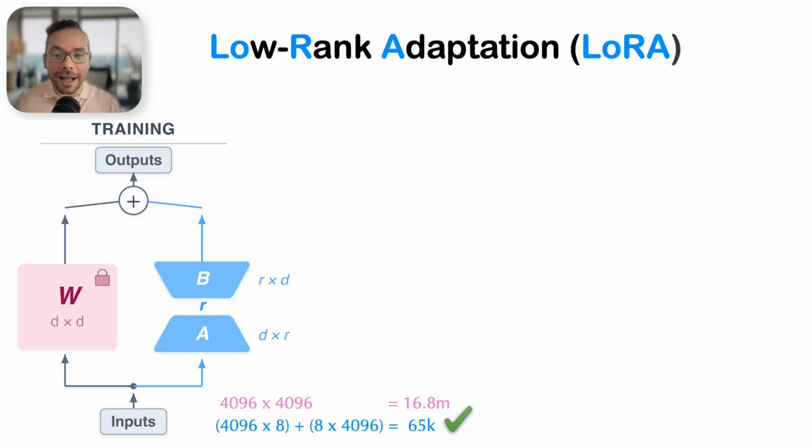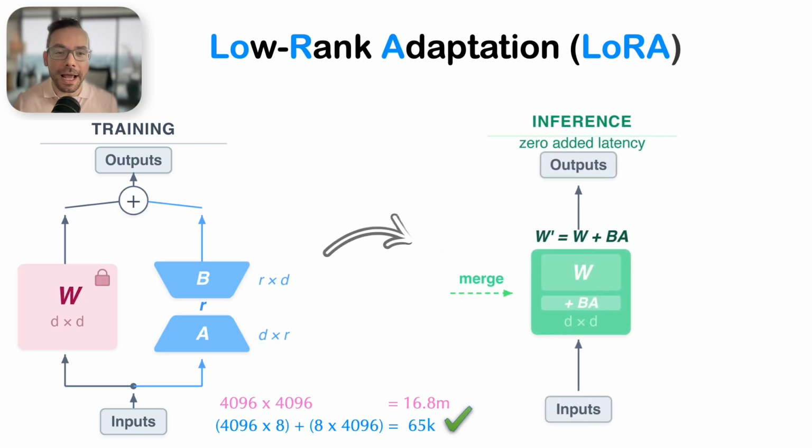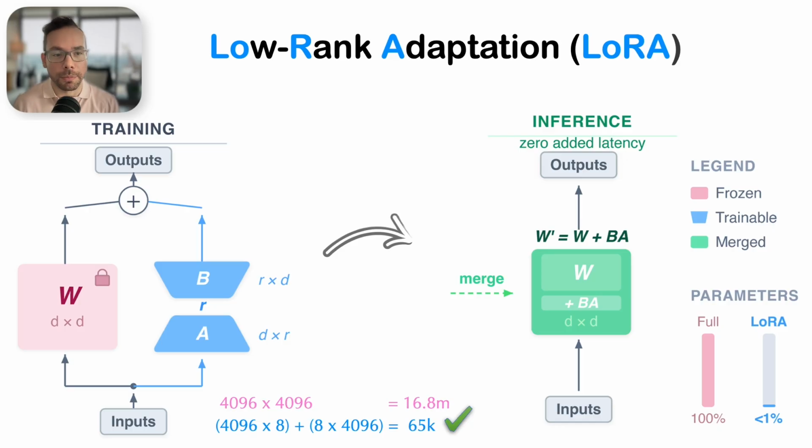But it's not just that. Here is the more elegant part. At inference, you can just mathematically merge the adapters back into the original weights, W plus B times A. That means zero added latency. The final model runs exactly as fast as the original, but now it does your task. You get the customization of fine-tuning at a tiny fraction of the trainable parameters.